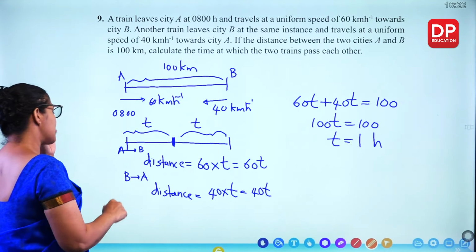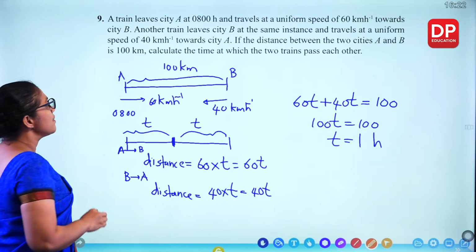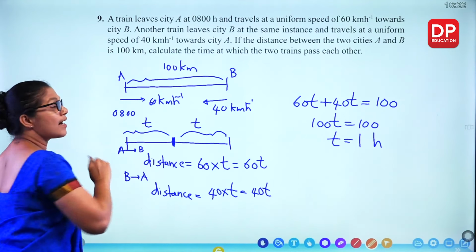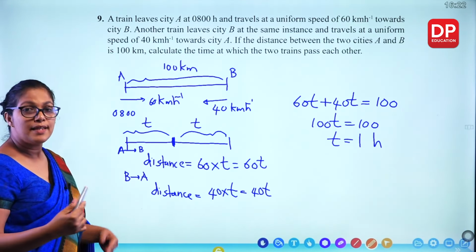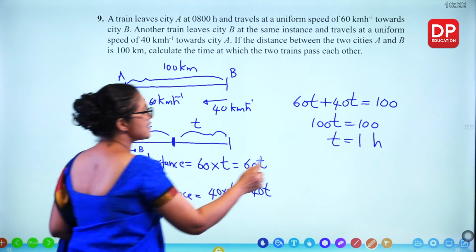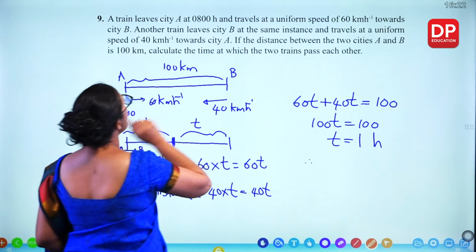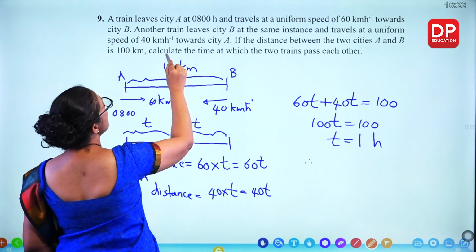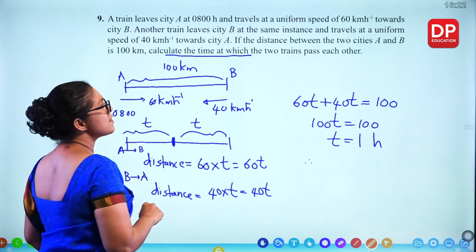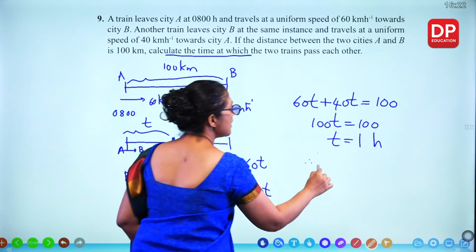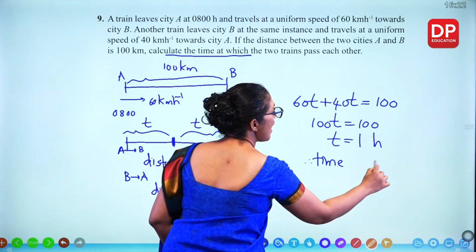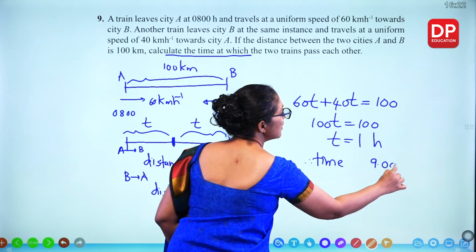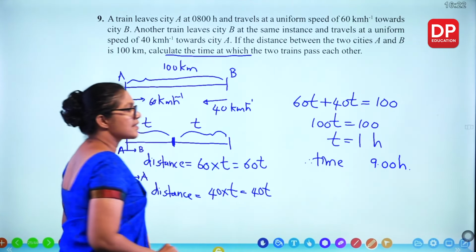So that means the train started at 8 o'clock in the morning. After 1 hour, they meet each other. So what's the time? We are asked to calculate the time at which the two trains pass each other. That's at 9 o'clock.